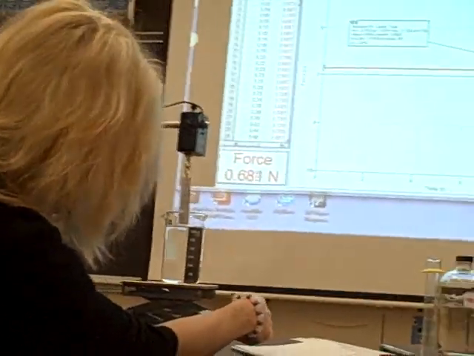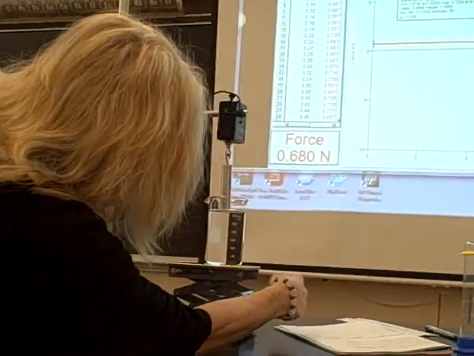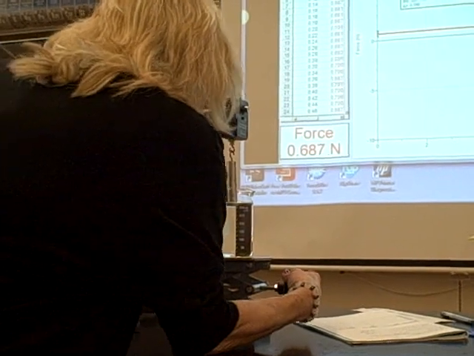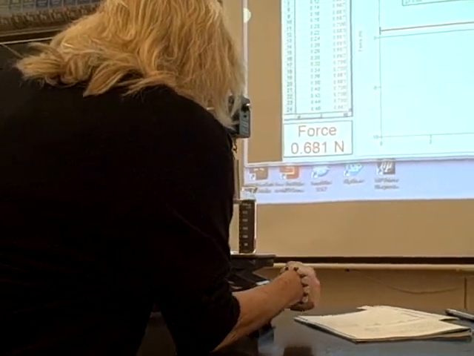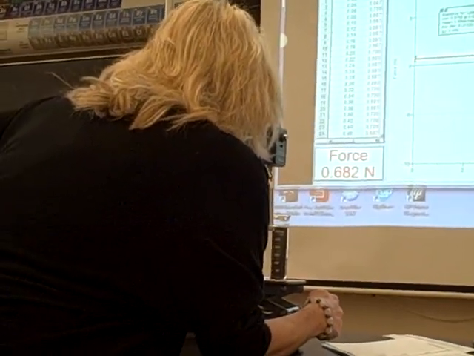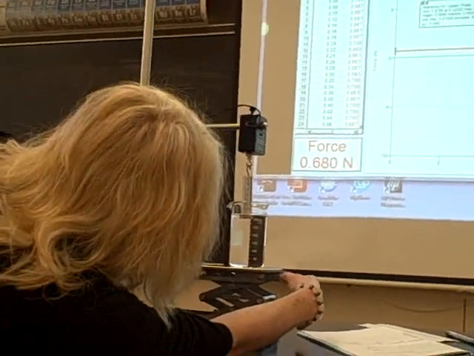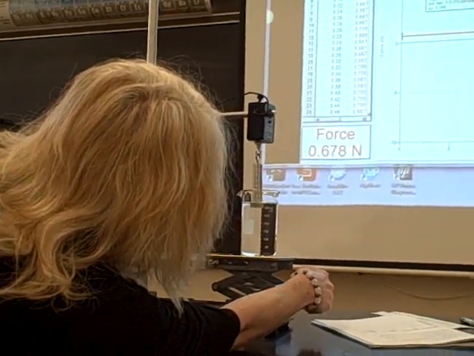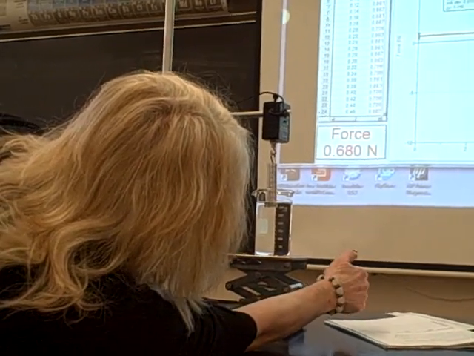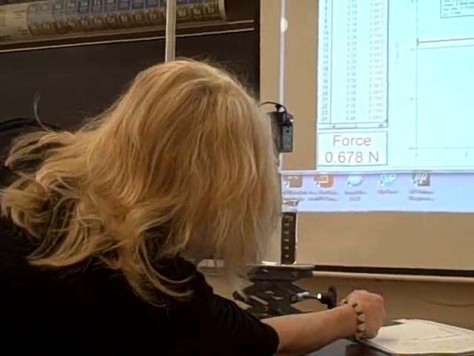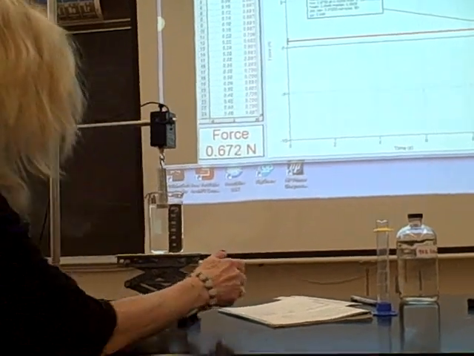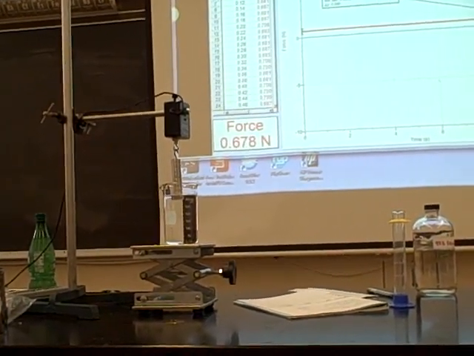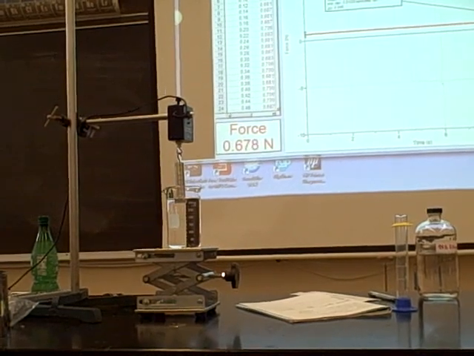And if you don't look at it right, you're going to see some parallax. I think that's pretty good. So, did you see, did the mass go down, or the force went down a little bit, right?